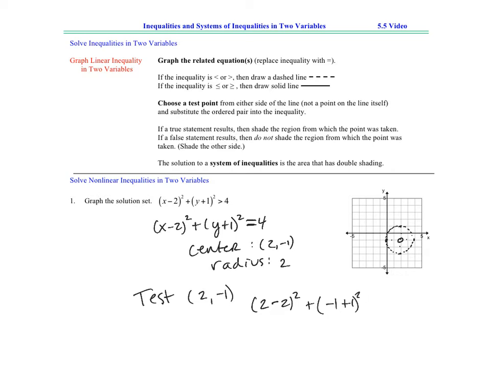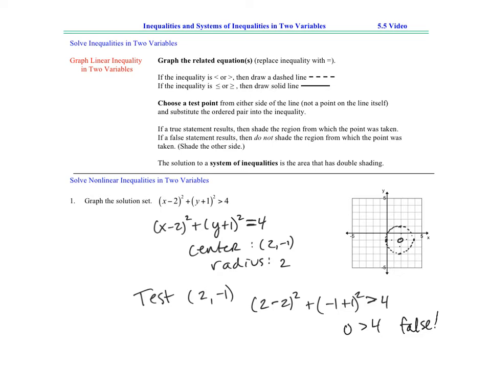So if I plug these two points in, x is 2, so (2 minus 2) squared plus (-1 plus 1) squared. I'm just plugging that into my original inequality. Okay, and so I would get 0 squared plus 0 squared, so I would have 0 is greater than 4, which is false.